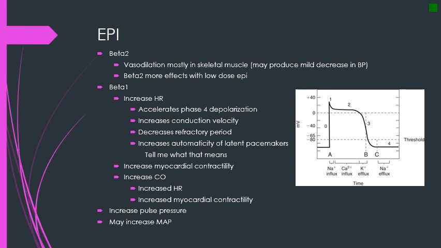So what does beta-1 do on your heart? Well, it increases your heart rate. How does it increase your heart rate? It accelerates your phase 4 depolarization. It definitely increases your conduction velocity, and it decreases your refractory period, which makes total sense with increasing that heart rate. It also increases your automaticity of your latent pacemakers. So you can actually get that increased heart rate with patients who are very slow in their conduction.